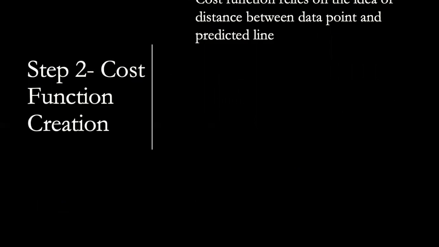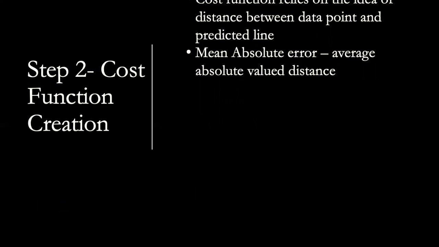And now let's go on to step 2. Recall that a cost function is a function that measures how bad the algorithm is doing. And there are two main types of cost functions for regression, both relying on the idea of using distance between the predicted line and the data points to measure how bad the model is doing. The mean absolute error cost function calculates the absolute distance between the predicted line and the data points, and then averages it for all data points. And mathematically, this is written as such.